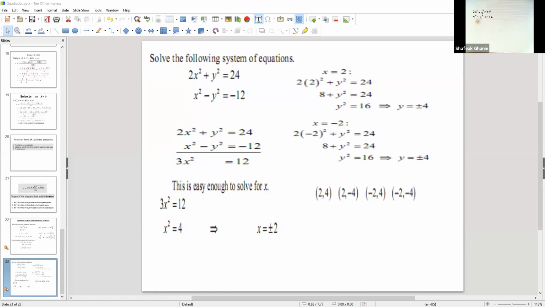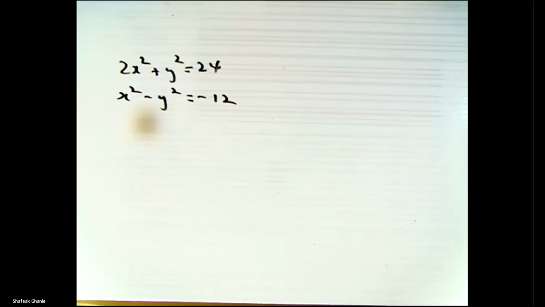What you're seeing here is that the reason why you had 4 solutions is because of the 2 graphs. 2x squared plus y squared equal 24 is this green ellipse here. And x squared minus y squared equal minus 12 is what we call... Somebody say something? Sir, I don't know if it changed the screen yet. It's still showing the working for the 2 functions. Oh my, all right.